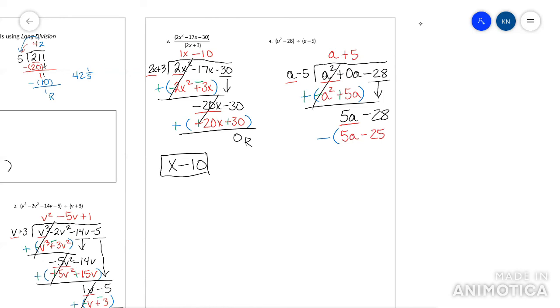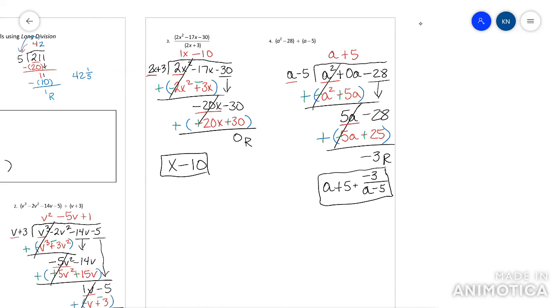Subtract this whole thing. Distribute the minus and change the signs. And combine. The a's cancel. -28 plus 25 is -3. This is my remainder. So my answer here is a plus 5 with a remainder, so I put a little plus, of -3 over what I was dividing by, which was a minus 5. And that would be my answer.